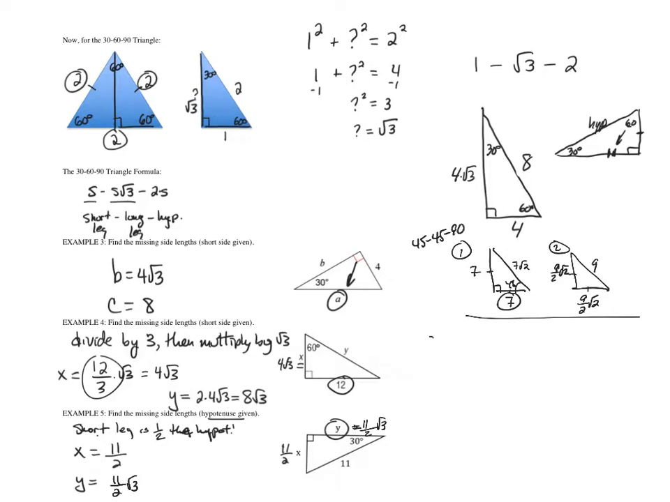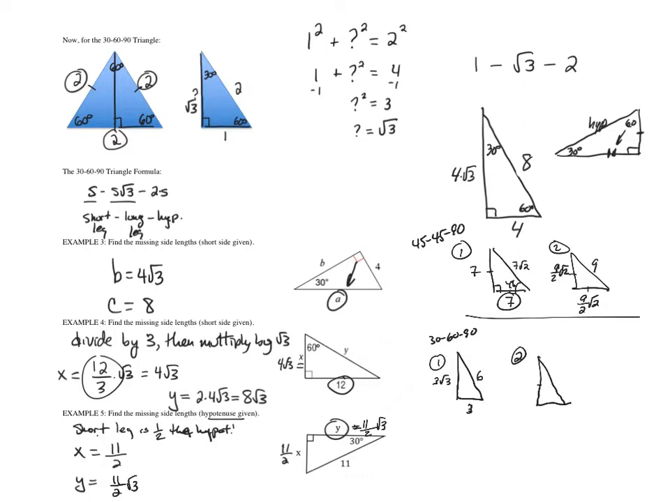Now, for the 30, 60, 90, we've got 3 problem types. We've got the first one where you have the short leg that's been given. I'd say this is probably the easiest. Let's say it's 3. Then the long leg is 3 √3. Just slap a √3 on the short leg, and then the hypotenuse is double the short leg, which would be 6.